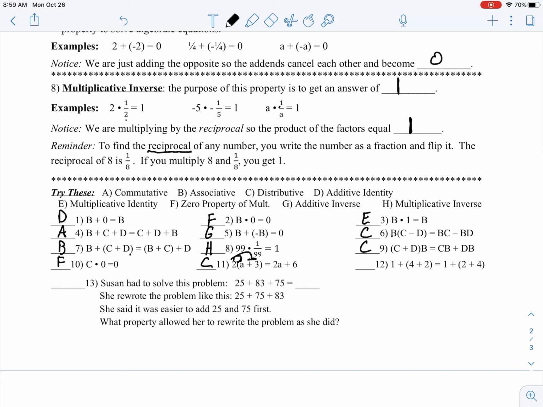Here again, all these numbers are hanging out and being added together. Doesn't matter which ones we group together. So that is the associative.